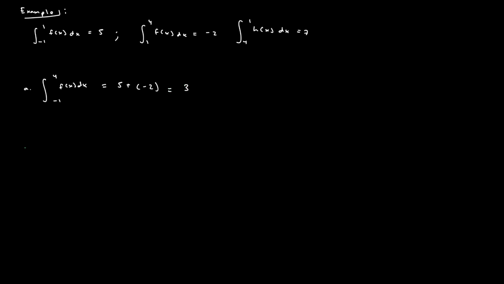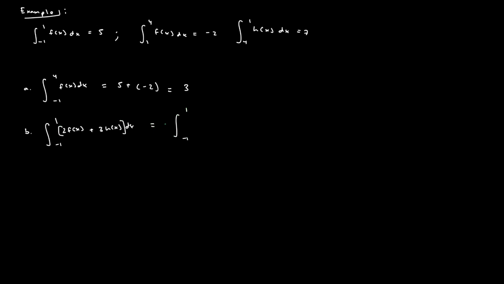And let's do this one. So part B, this one is the integral from -1 to 1 of 2 f of x plus 3 h of x dx. And so this requires a few rules. And so we know that we can split this up into two integrals.